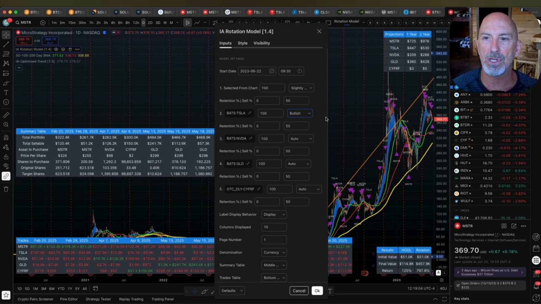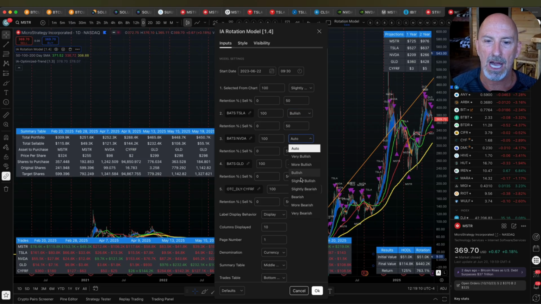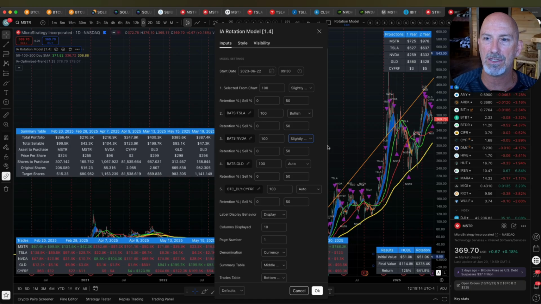I'd say I'm bullish on Tesla over the next year. I think 500 is a good price target on Tesla. I'm also more bullish on what they have here for NVIDIA. They have it at 209. I think 250 makes sense to me on NVIDIA based on things that I've seen.